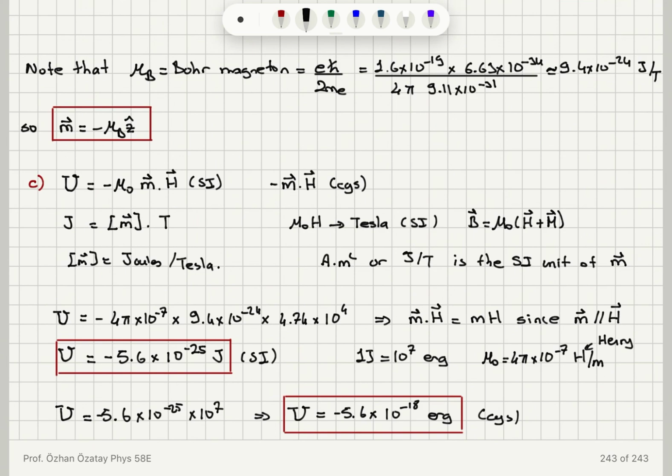Okay, so we obtain minus 5.6 10 to minus 25 joules, and to convert to CGS we just multiply with 10 to 7, since 1 joule is 10 to 7 ergs. We obtain minus 5.6 10 to minus 18 ergs.